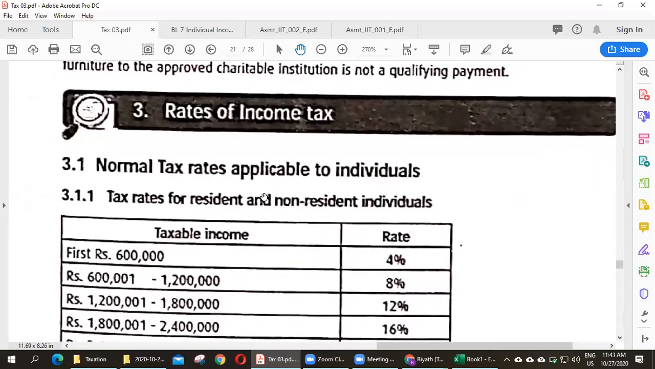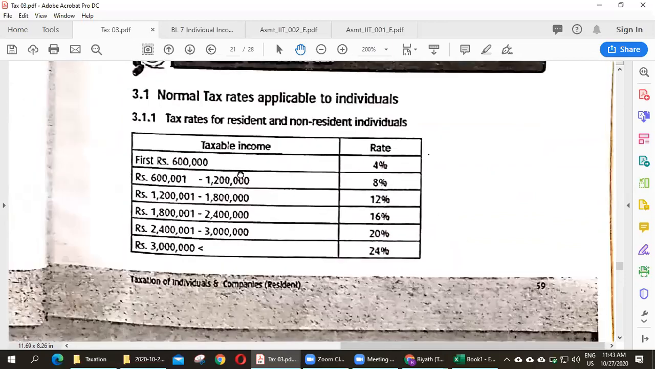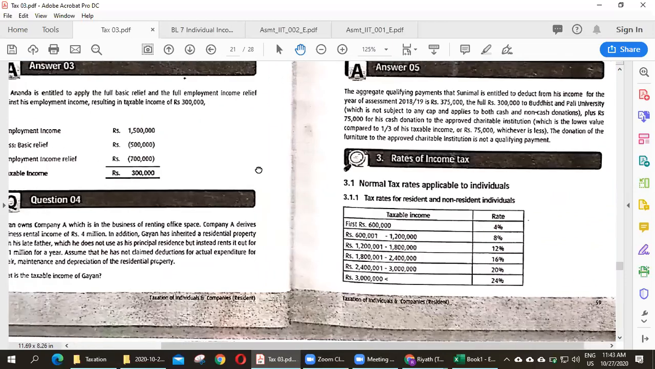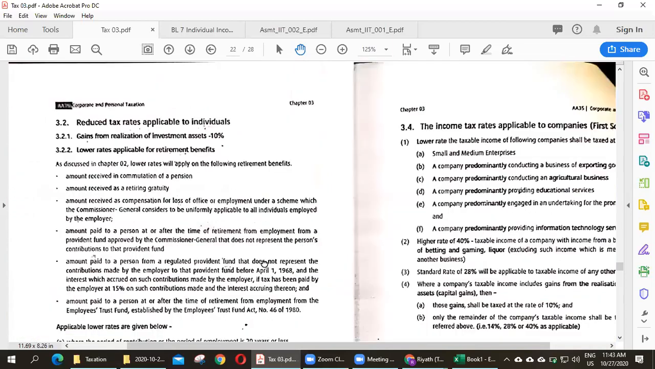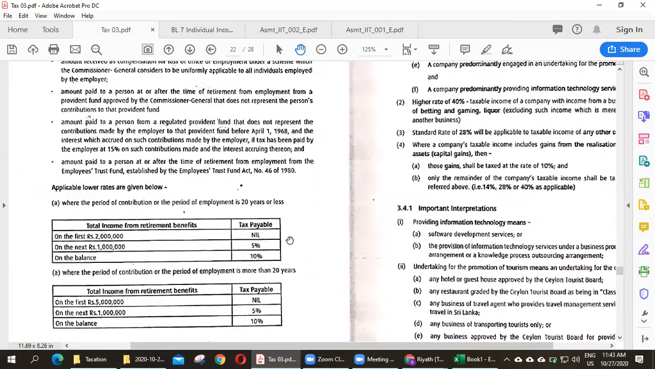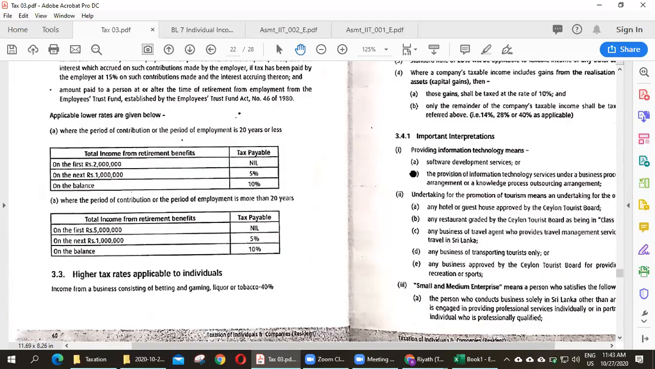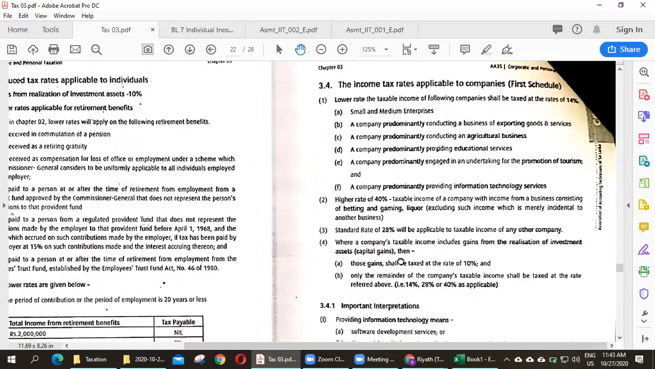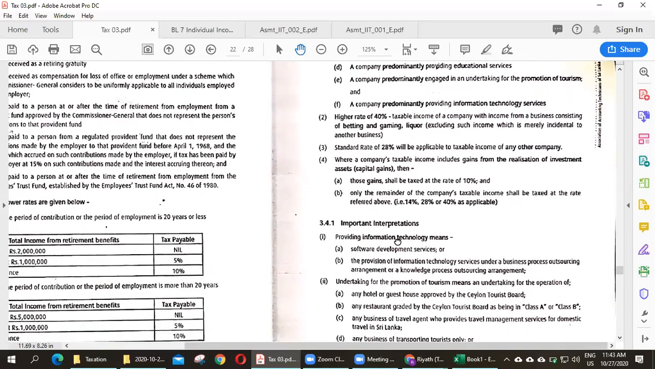Now, the next section is income tax rate. Okay, it is enough for today. If time permits, I can teach you the next area as well.